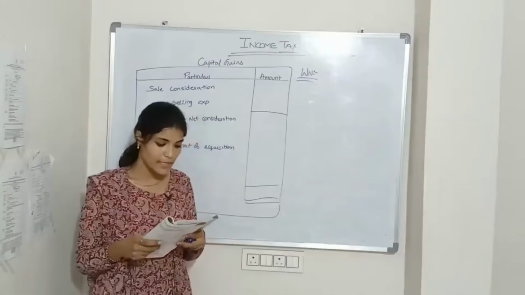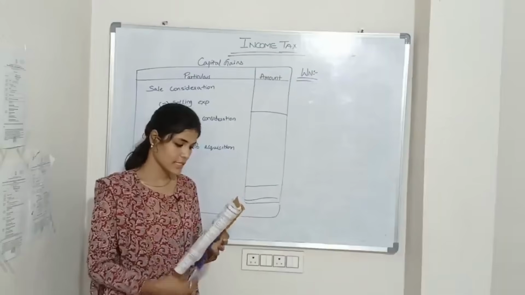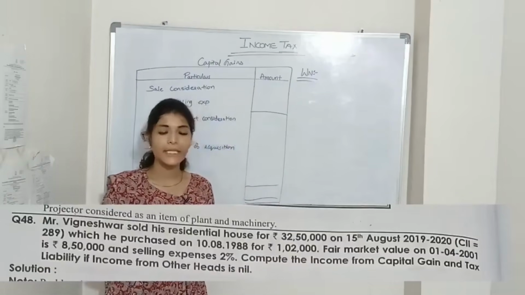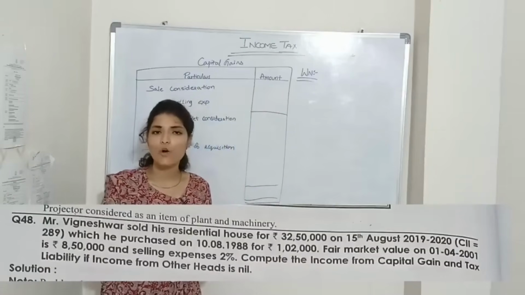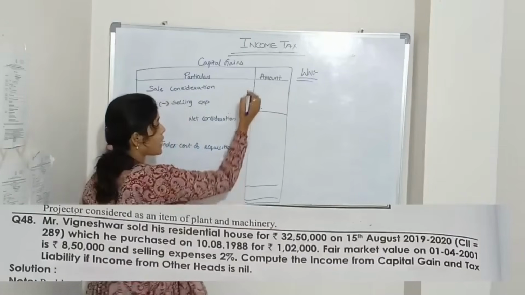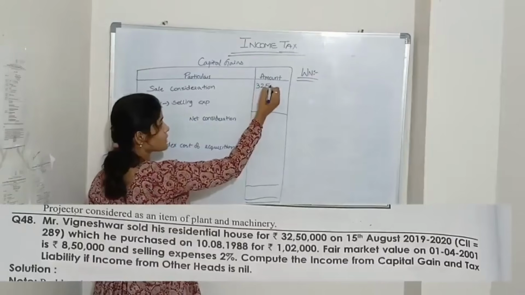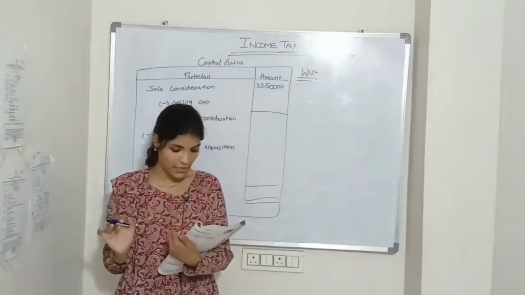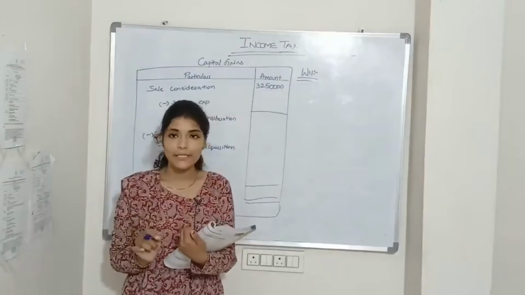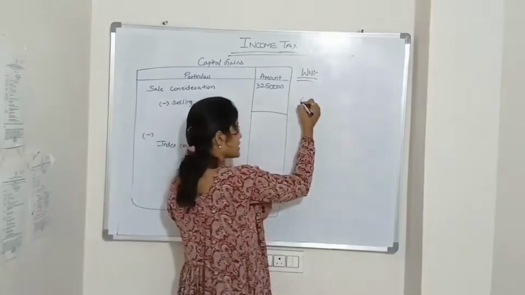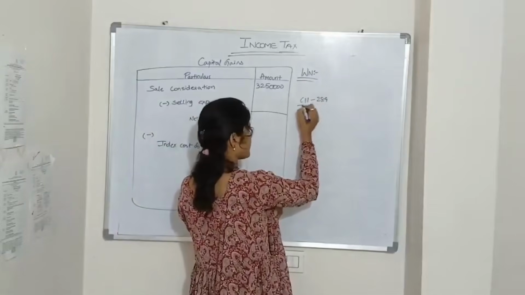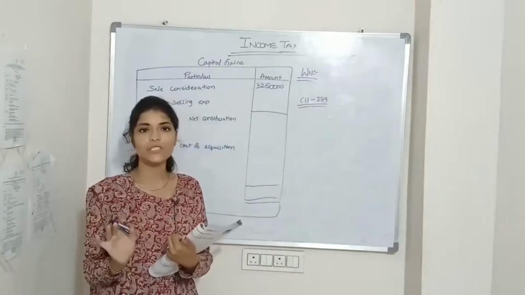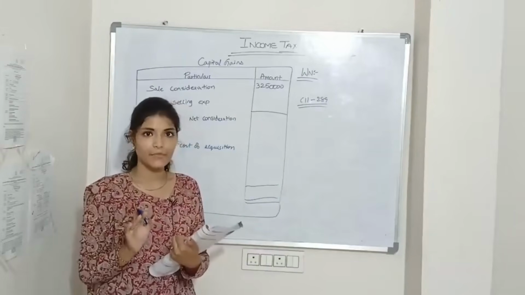Students, here I will display the question. Mr. Vigneshwar sold his residential house for 32,50,000. Only write the amount for which he sold it. He sold it for 32,50,000 in 2019 to 2020. The CII number is 289. Got it? He purchased it in the year 1988.